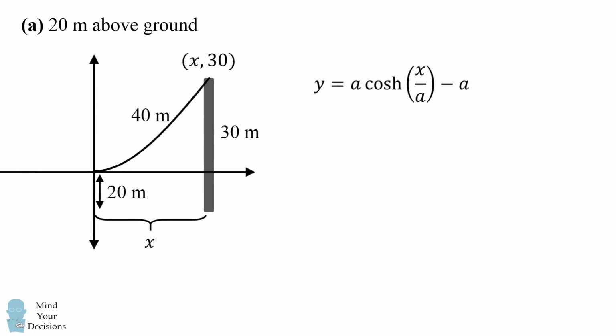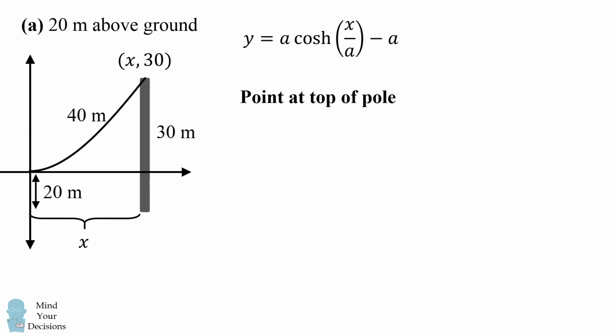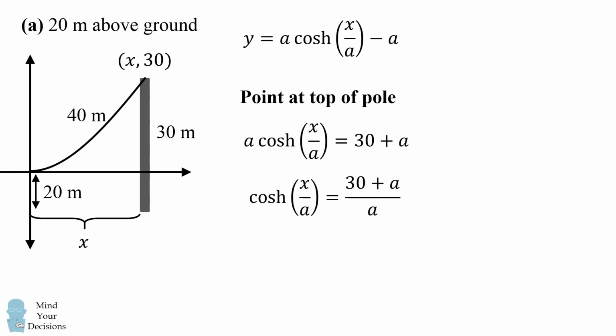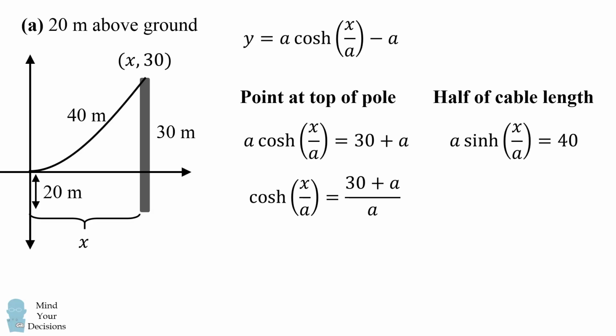So we can use the point at the top of the pole to get one equation. This simplifies to be a cosh of x over a is equal to 30 plus a. It'll be convenient to divide both sides by a. So the cosh of x over a is equal to (30 plus a) all over a. Now we have another equation which is using the length of half of the cable. This equation will be a times the sinh of x over a is equal to the length of 40 meters. We'll again divide both sides by a to get the sinh of x over a is equal to 40 over a.